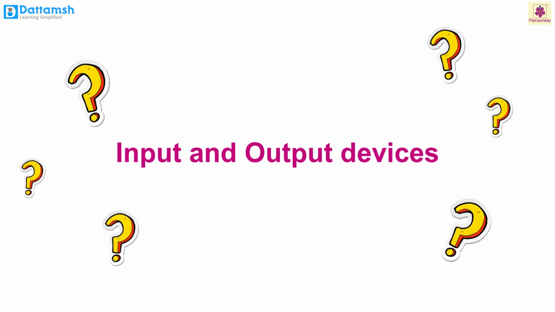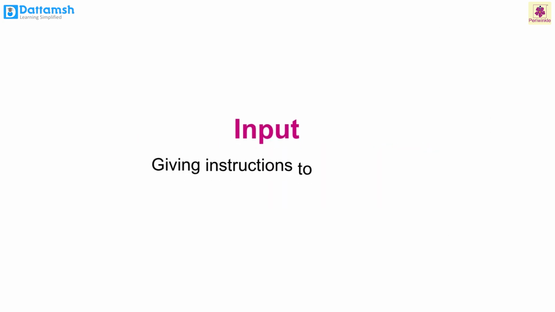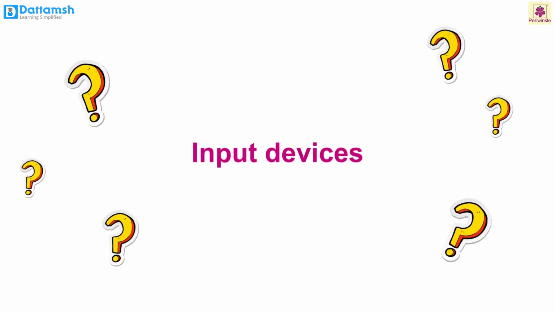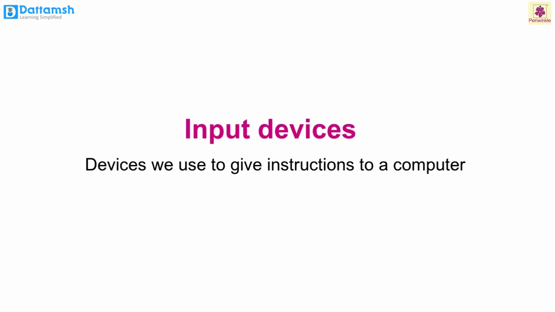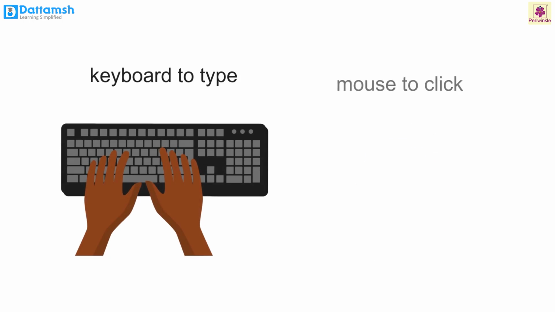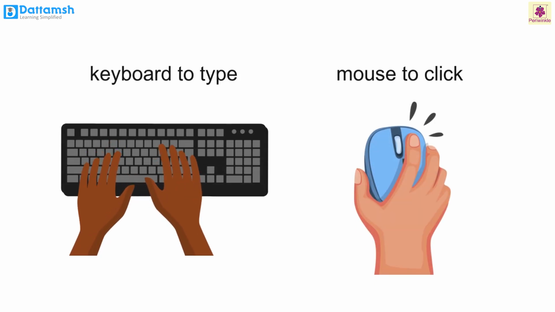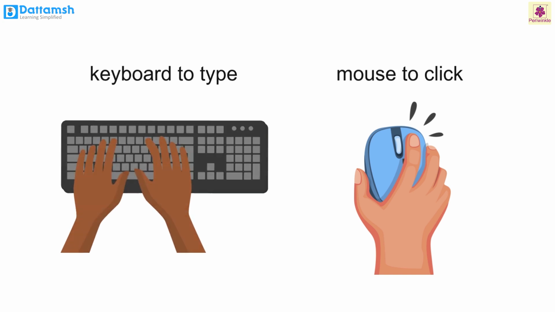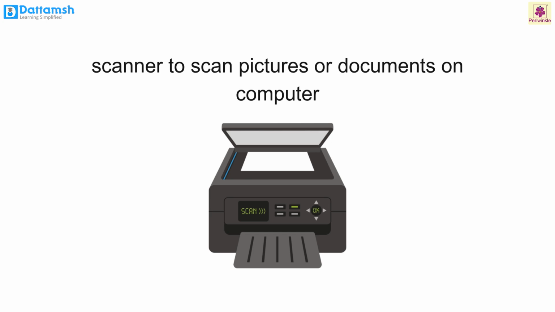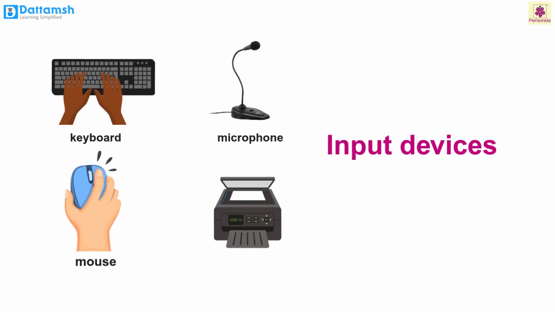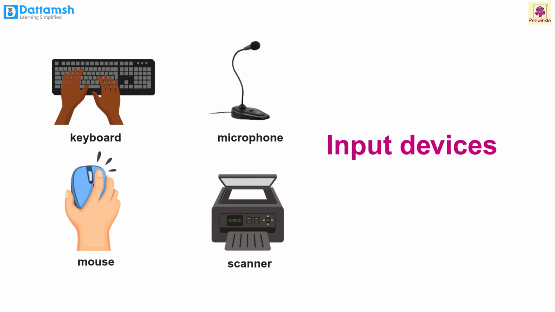First, let's understand what is input. Giving instructions to a computer is called input. Then, what are input devices? The devices we use to give instructions to a computer are called input devices. For example, when we use keyboard to type, mouse to click, microphone to give voice instructions or record, scanner to scan pictures or documents on computer. These all are input devices which are used by us to give instructions to the computer.